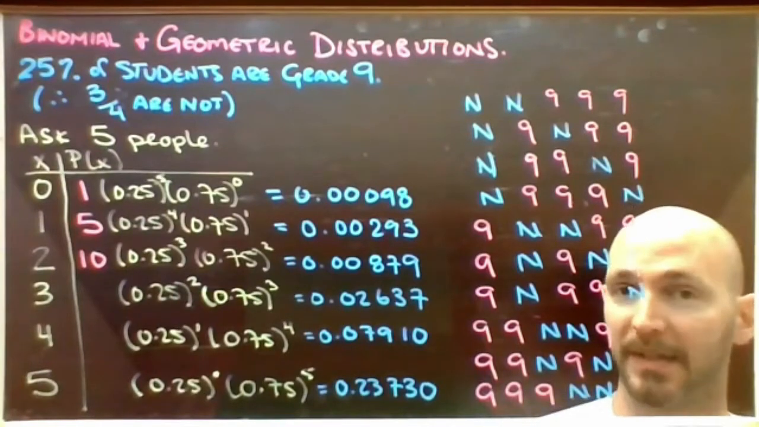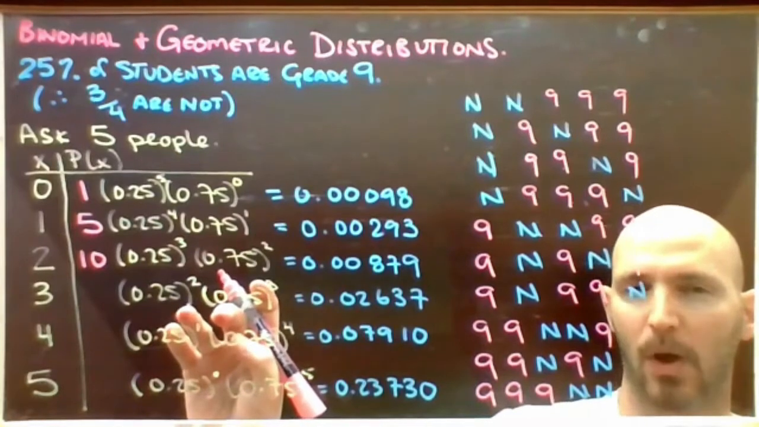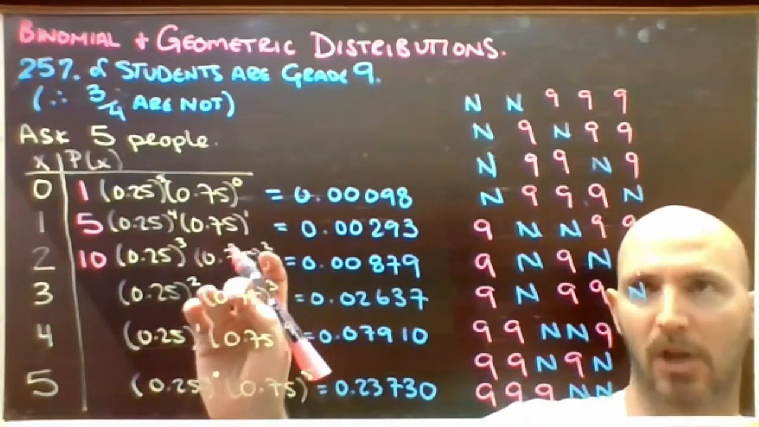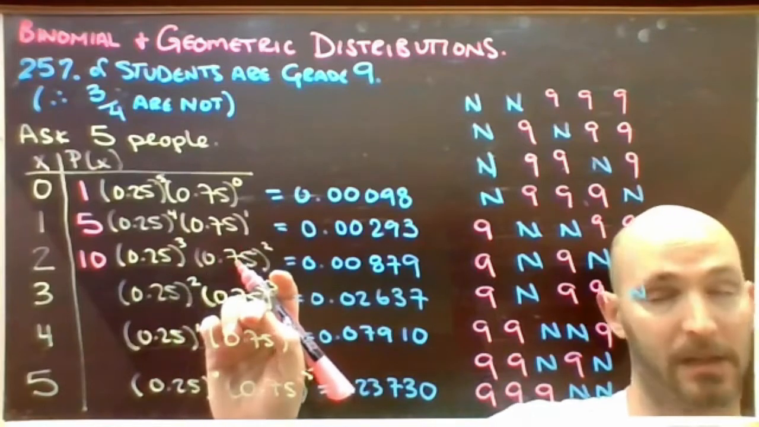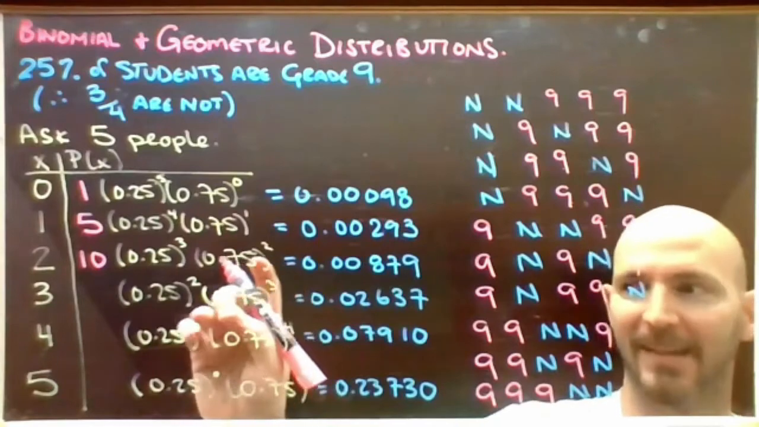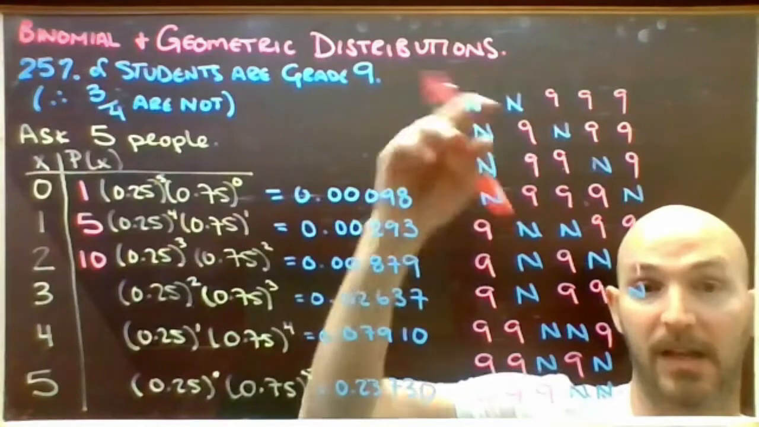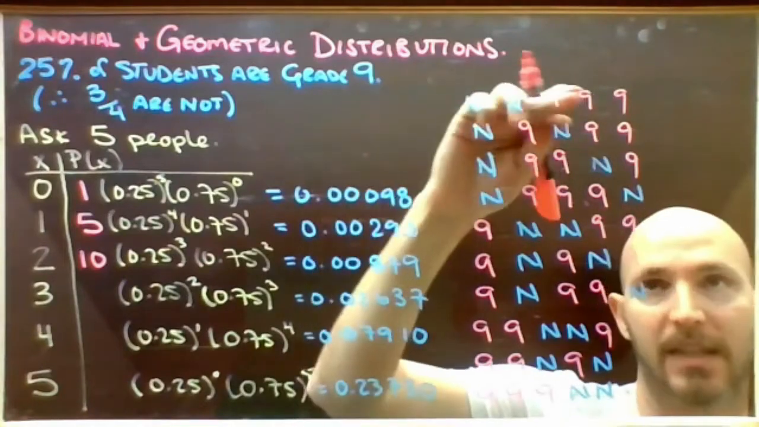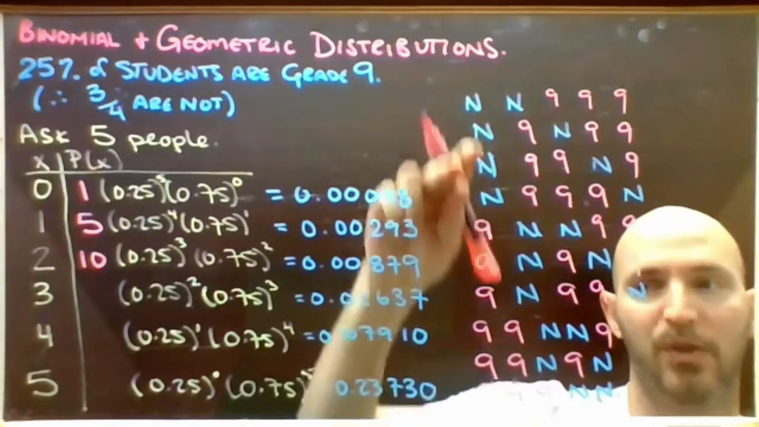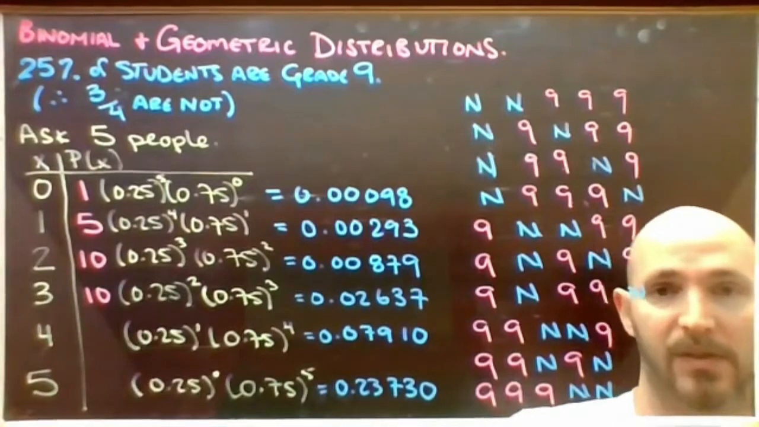Now, I don't want to do this anymore. But if you can imagine in this row, every place, instead of 2 non-9s and 3 9s, I would have 3 non-9s and 2 9s. So everything that's a blue N would become a pink 9, and everything that's a pink 9 would become a blue N. In all of these different combinations, which would still lead to 10 different sortings.